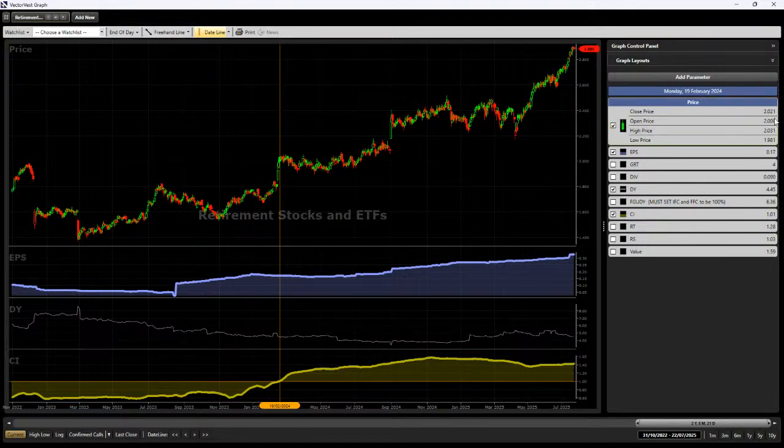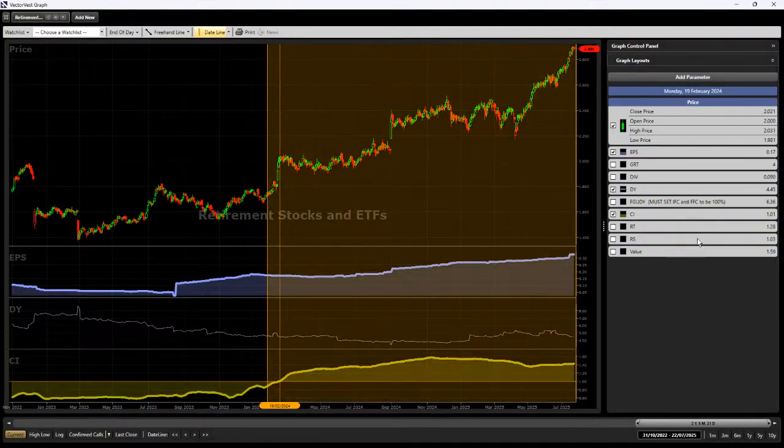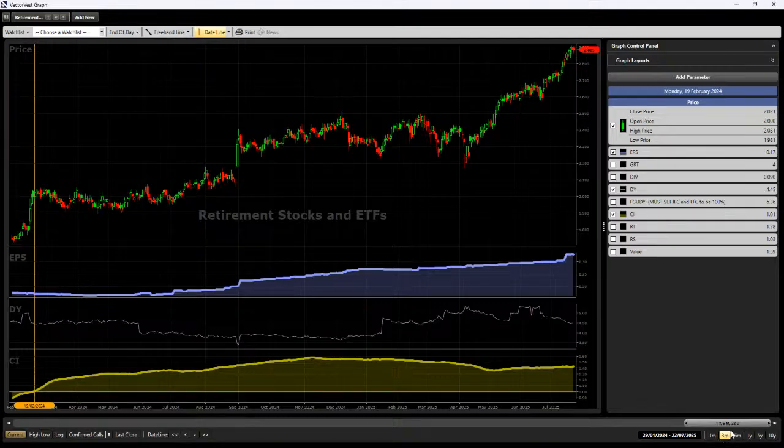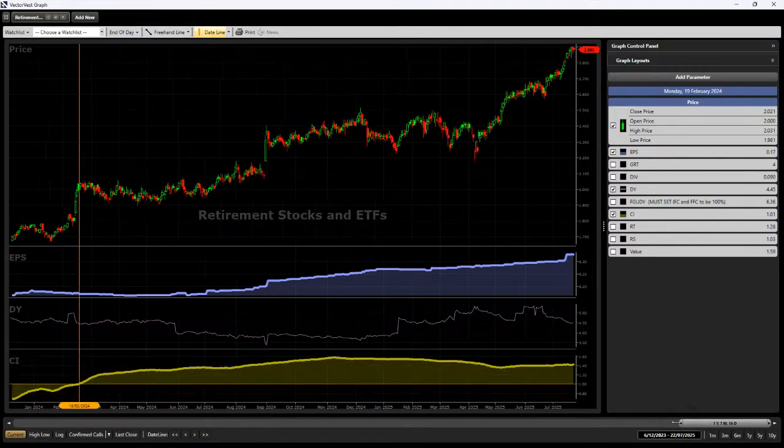So the average price was $2.02, and what's the price now? $2.88. So, what's that? That's 0.8 divided by 2 approximately. It's close to 40%. 40% returns in, what's that time frame if I zoom it in? 1 year and 5 months. Pretty decent for retirement stocks.